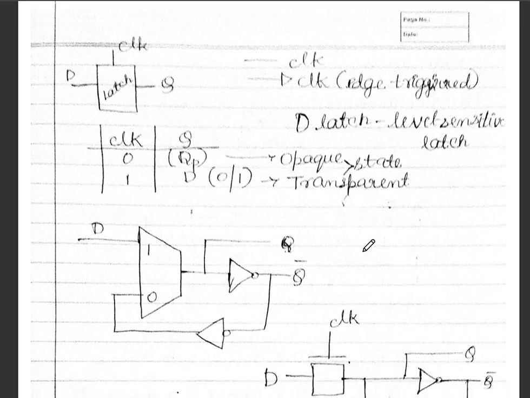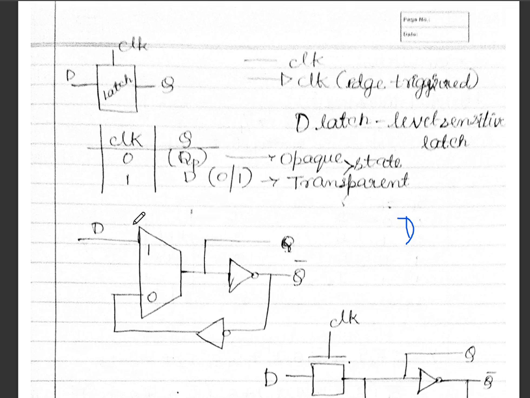So now we'll discuss the D latch. Latch is a level triggered device, and you can see here we are designing the D latch. It has one clock, D is the input and Q is the output. So latch is level triggered. Now the D latch is also called the data latch, which means whatever is the input, it's obtained at the output.